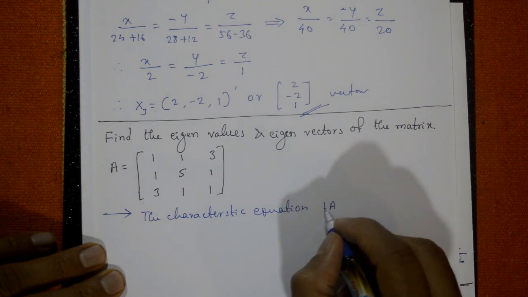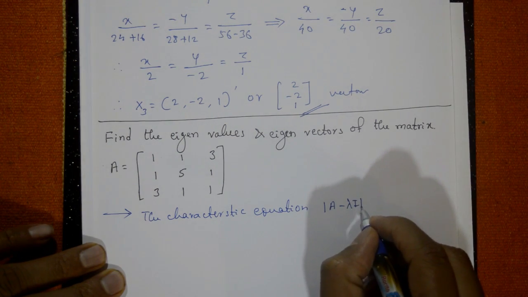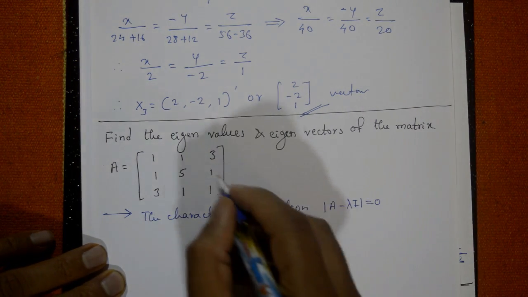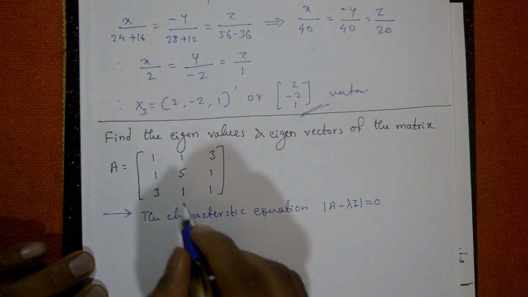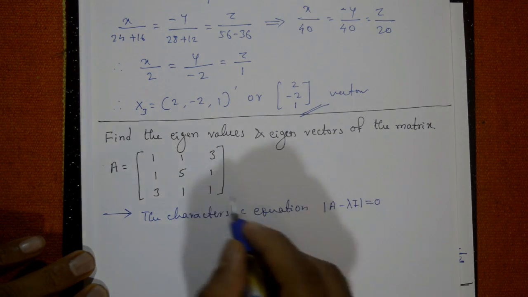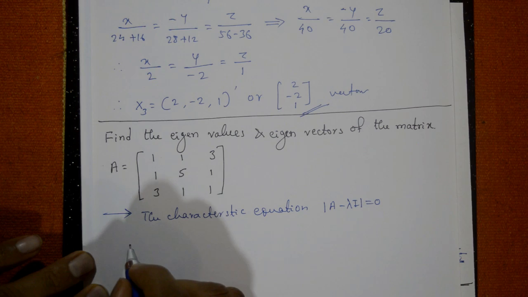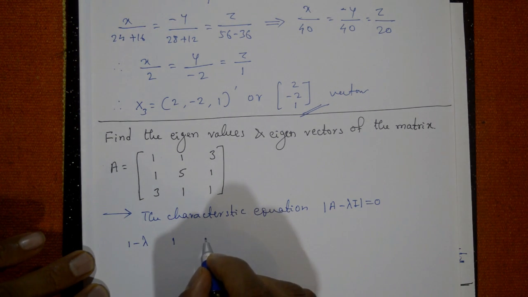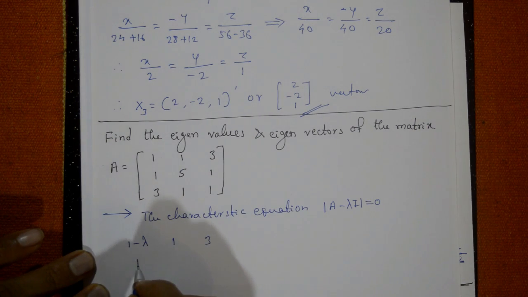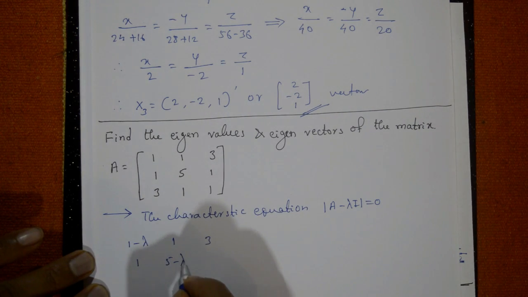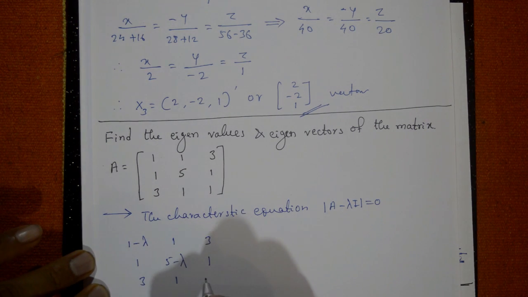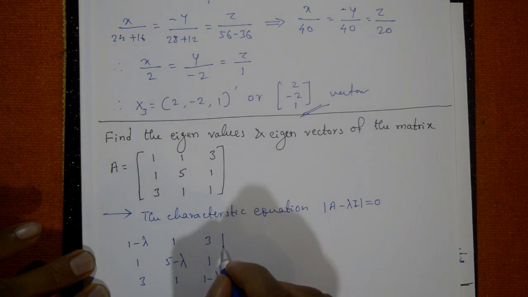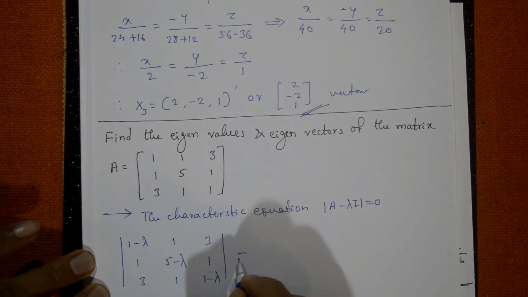The determinant of A minus lambda I equals 0. So write it in this form. A minus lambda I: take diagonally minus lambda. The first row is 1 minus lambda, 1, 3. The second row is 1, 5 minus lambda, 1. The third row is 3, 1, 1 minus lambda. This determinant is equal to 0.